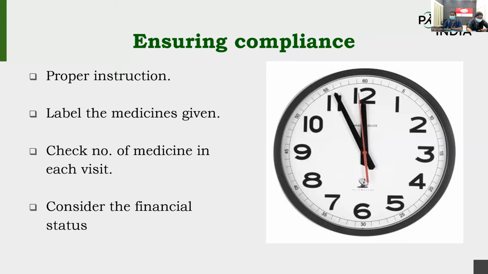We should give proper instruction and label the medicines. In labeling, we should write the name of the medicine, the actual dose, and the dose for the patient. If the patient is taking paracetamol 500 mg three times, we should write: 6 a.m. 1 tablet, 2 p.m. 1 tablet, and 10 p.m. 1 tablet. Like that, we should label on the medicine cover. And we should check the number of medicines at each visit and consider the financial status before prescribing.